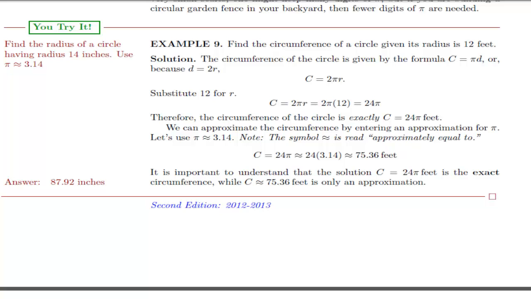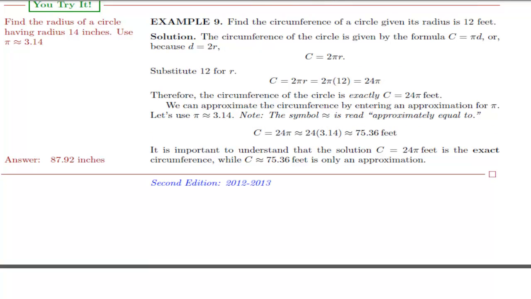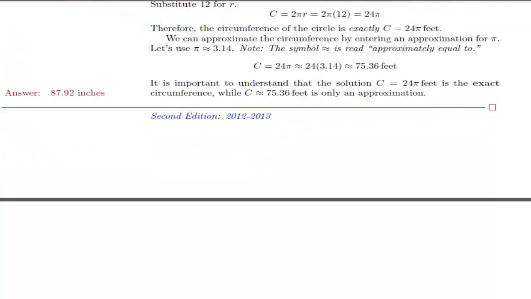We can approximate the circumference by entering an approximate value for pi. Let's use π ≈ 3.14. Note the symbol ≈ is read "approximately equal to." C = 24π ≈ 24 times 3.14 ≈ 75.36 feet. It is important to understand that the solution C = 24π feet is the exact circumference, while C ≈ 75.36 feet is only an approximation.